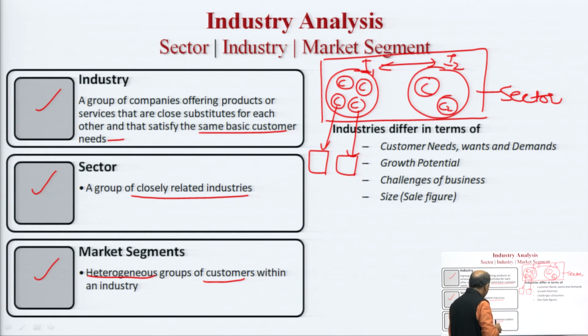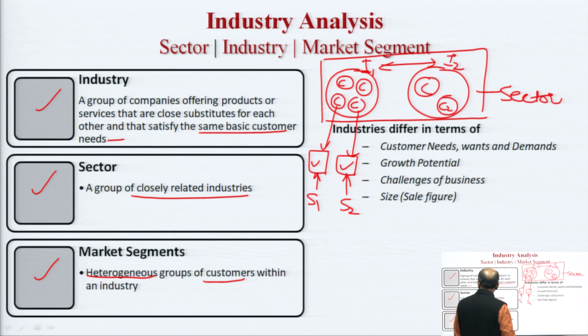So basically a segment refers to a heterogeneous group of customers. This group of customers is going to be different from this group of customers. So I would say this group of customers could be segment 1 and this group could be segment 2. Why? Because these two are different customer groups, and on what grounds can we say these are different? These may be different in terms of the specifications they are looking for in a particular product which the companies of this industry are manufacturing.